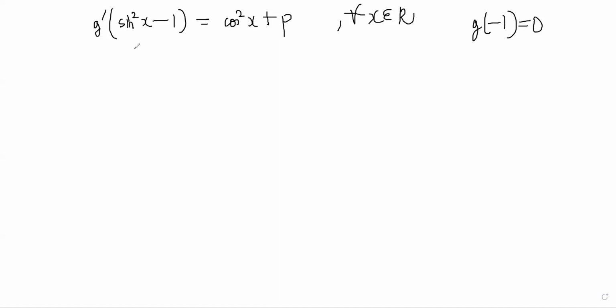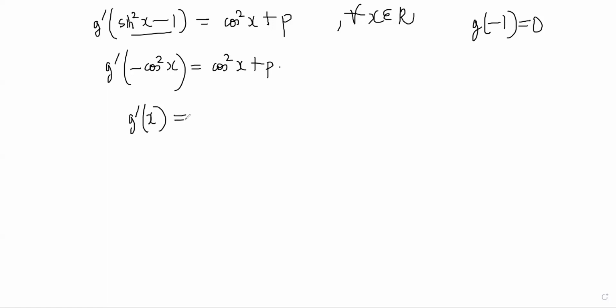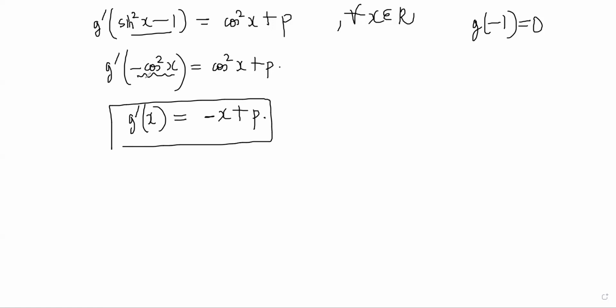Right. Now think about it. This sine square x minus 1 is what? G dash of minus cos square x, right? Because that is an identity. So g dash of minus cos square x is cos square x plus p. So that just implies that p is a constant. So we can say g dash of x would be minus x plus p, right? Why? Because you have a g. This is your x term, and this is coming as minus of minus cos square x plus p. So when you take cos square x as some x, we'll get minus of x plus p here. This should be fairly obvious.